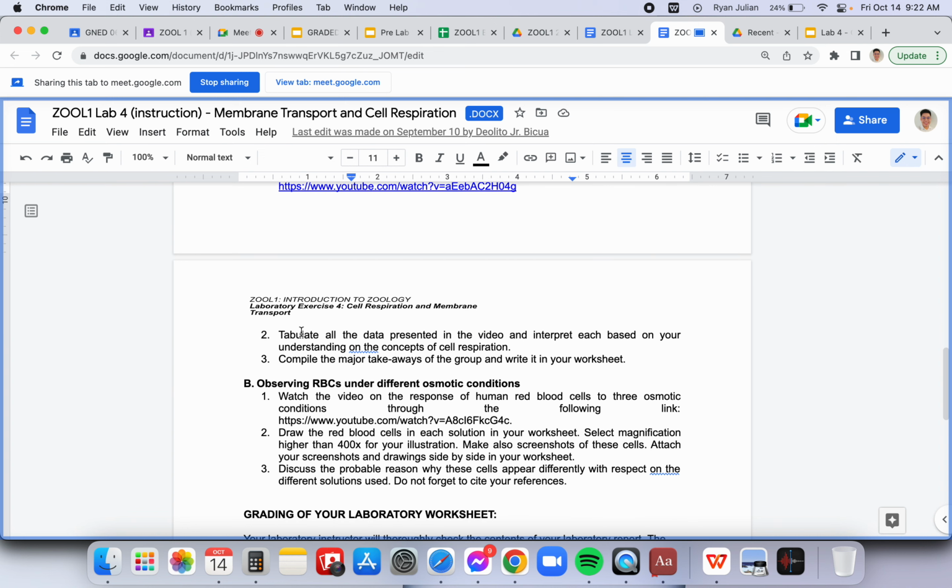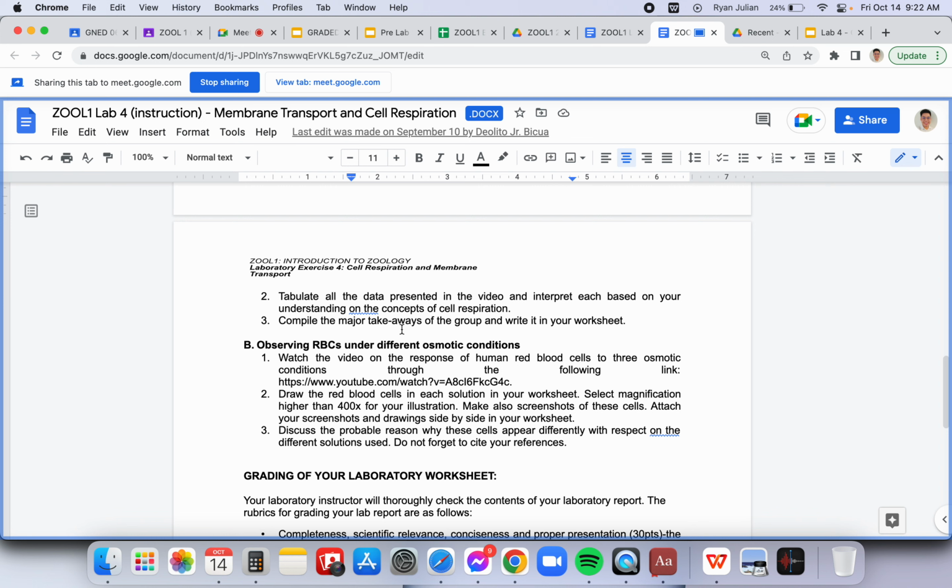Number 2, you have to tabulate all the data presented in the video and interpret each based on your understanding on the concepts of cellular respiration and compile the major takeaways of the group and write it in your worksheet. And for the letter B, observing RBCs under different osmotic conditions, watch the video on the response of human RBCs to 3 osmotic conditions through the following link, which is provided below. So, i-copy nyo lang po yung link sa inyong browser and panoorin nyo po siya.